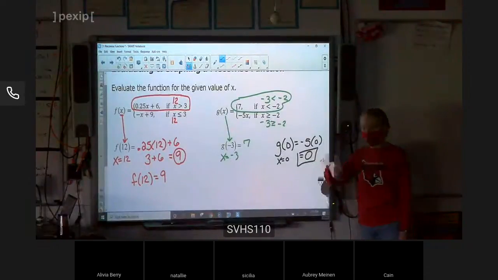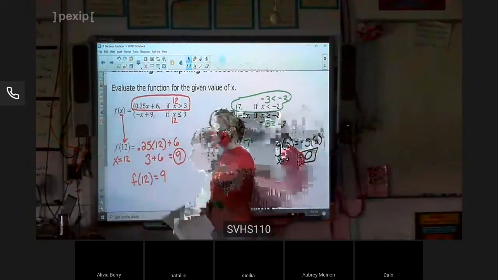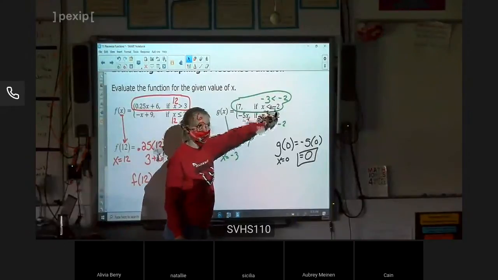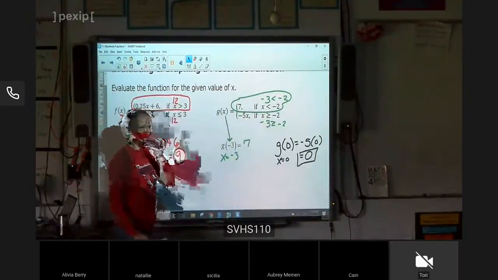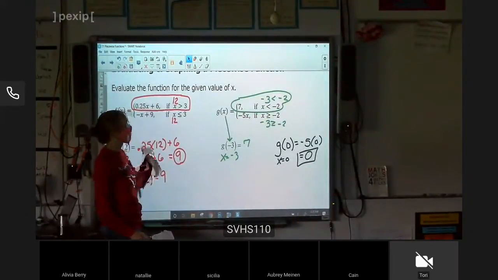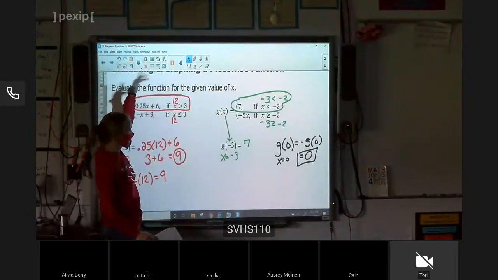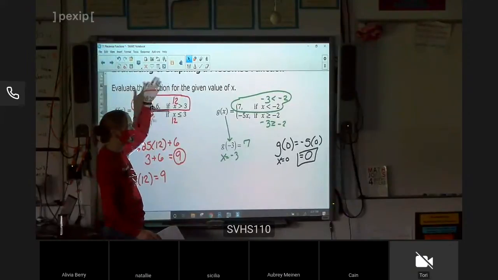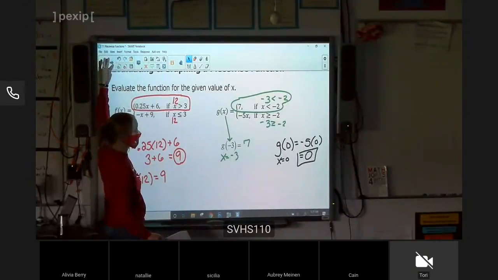So the more you get used to plugging the numbers in, it's based off of what the requirement is, and then you plug it in from there. You don't have to check it in both. That's, I think, the biggest thing people get stuck on. They just keep plugging them in. I'm like, no, you don't have to do both. Make it easier on yourself. Pick one, but pick the right one.